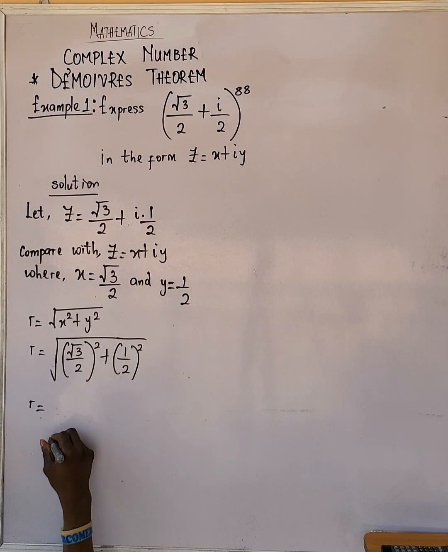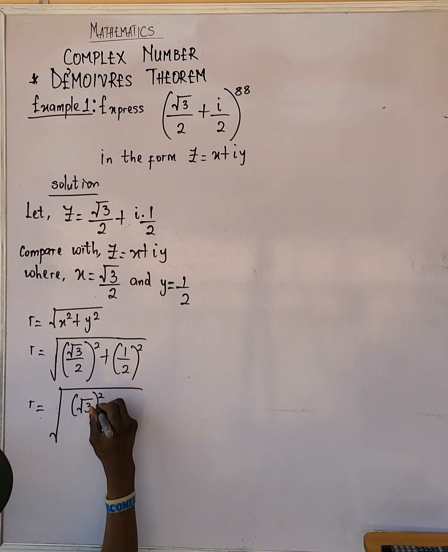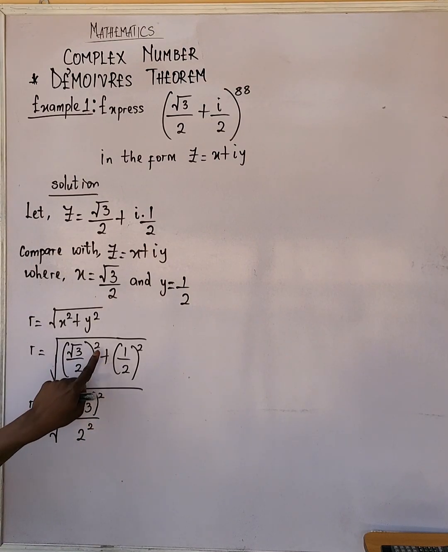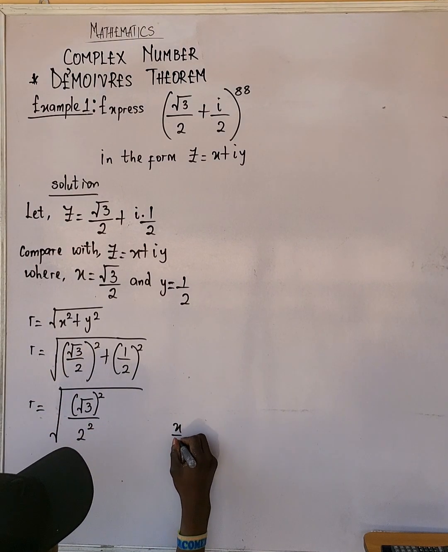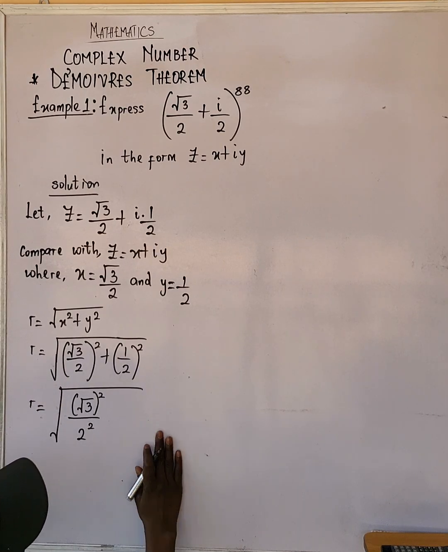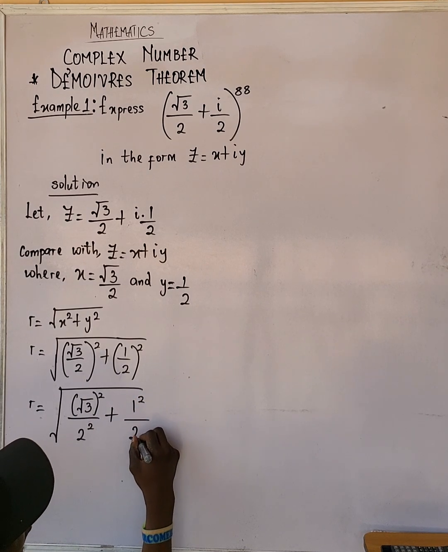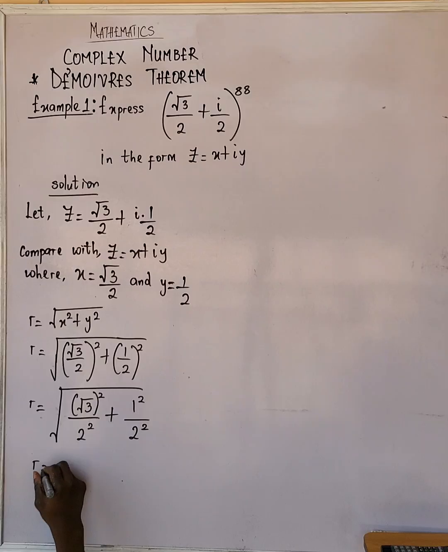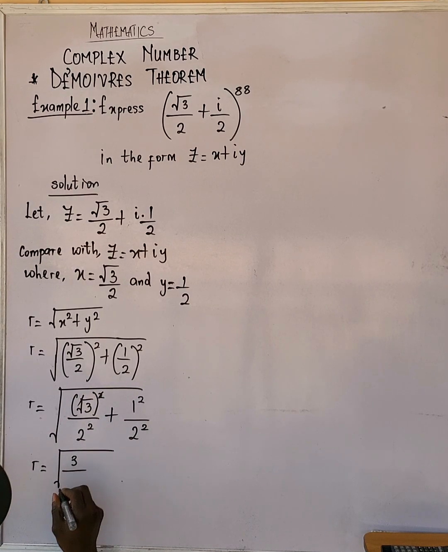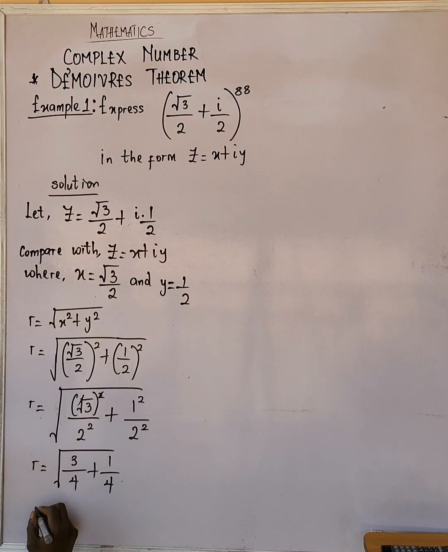So that will give us r equals square root of square root of 3 all squared over 2 squared. When you have x over y all squared, it's the same thing as x squared over y squared. You take your own power, and y you take your own power. The same thing here will be 1 squared over 2 squared. So r will be square root of, the square root squares cancel, so we have 3 over 2 squared, which is 4, plus 1 squared is 1 over 2 squared, which is 4.